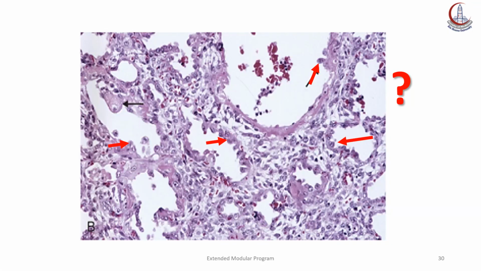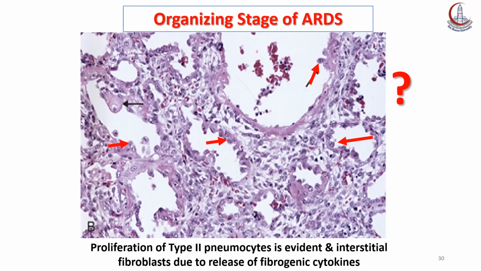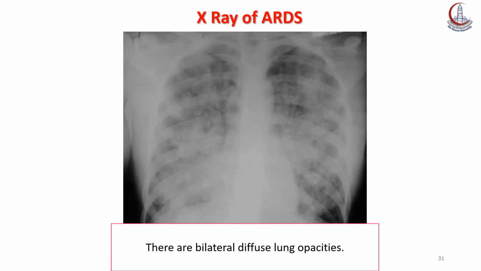In the organized stage of acute respiratory distress syndrome, there is a proliferation of type 2 pneumocytes, as here, and also proliferation of the interstitial fibroblasts leading to interstitial fibrosis. This is an example of an X-ray in a case of acute respiratory distress syndrome, showing bilateral diffuse lung opacities.